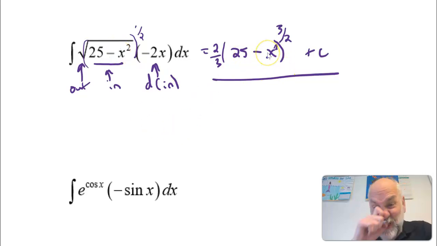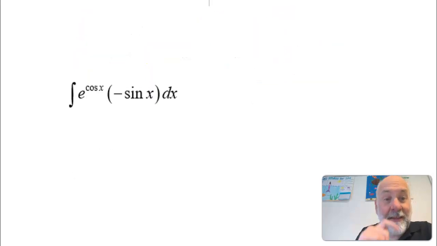Check your answer when you're first doing this by taking the derivative of this. The 3/2 multiplies down, cancel out the 2/3. 25 minus x squared becomes to the 1/2, check. And then times the derivative of what's inside, that would have got me the negative 2x. Last example.